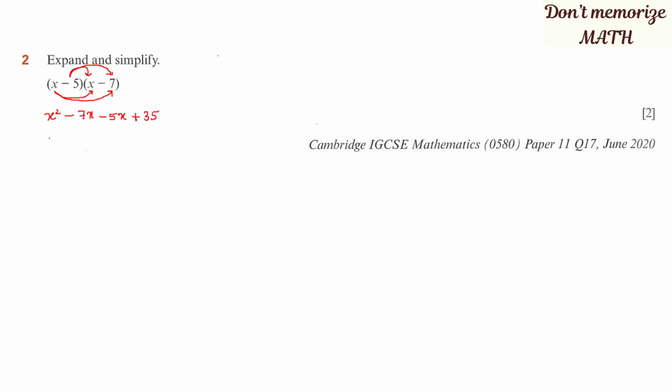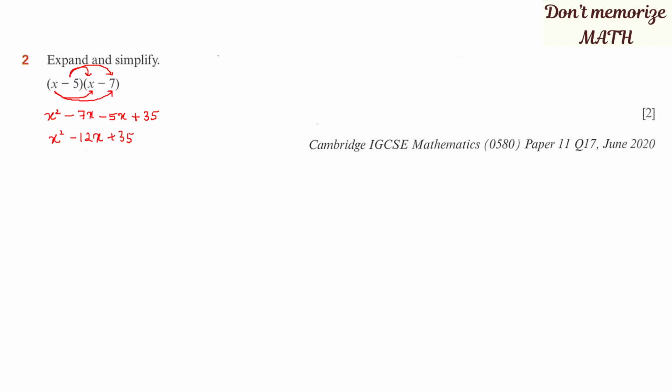Okay. So x square, then minus 7x minus 5x. So minus 7 minus 5 is minus 12. Right. So minus 7x minus 5x is minus 12x. Then we have plus 35. So the answer is x square minus 12x plus 35.